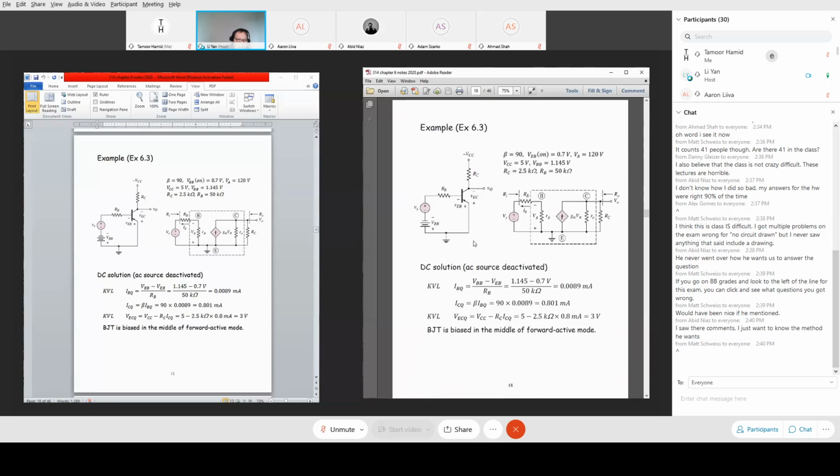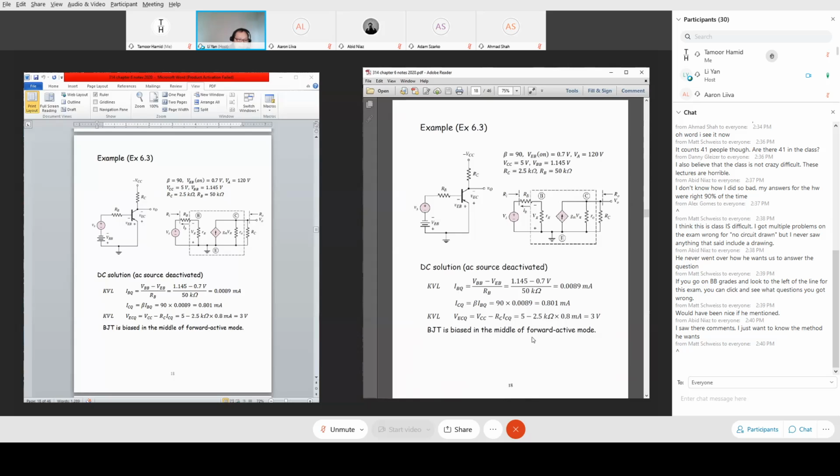You can use another Kirchhoff law. Basically this voltage plus this voltage equals the power supply voltage VCC, so VECQ equals the power supply voltage minus the voltage drop at the resistance RC. So VECQ equals VCC minus RC times ICQ. We know the bias voltage VCC is 5 volts, the resistance RC is 2.5 kilo ohm, and the current ICQ is 0.8 milliamps, and you get a voltage of 3 volts. The 3 volts is a little more than halfway between 0 volts and VCC. So indeed, the bipolar junction transistor is biased in the middle of the forward active mode.